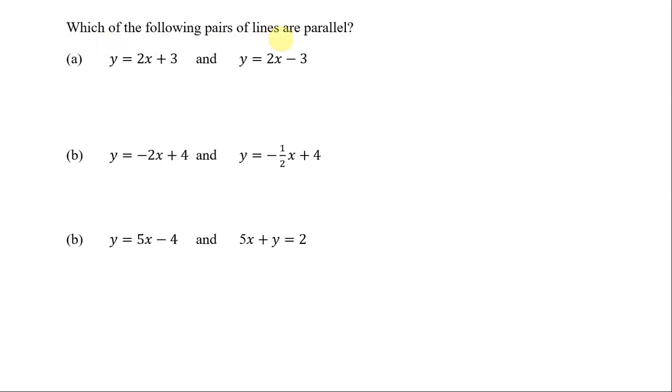Which of the following pairs of lines are parallel? What do we know about this word parallel? Well, that means the lines never touch each other. It also means they have the same gradient. They're running on the same slope, and that's why they'll never cross each other or never intersect, because they have the same slope. So an example is two lines that look like this. They have the same slope, the same rise over run, and they are parallel.